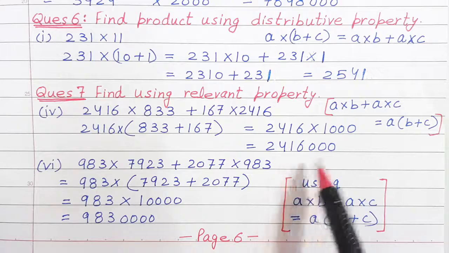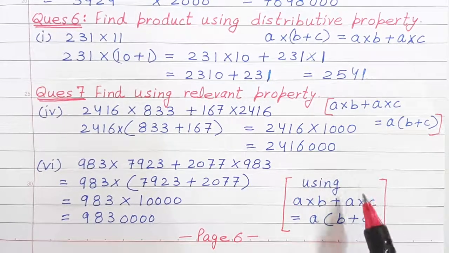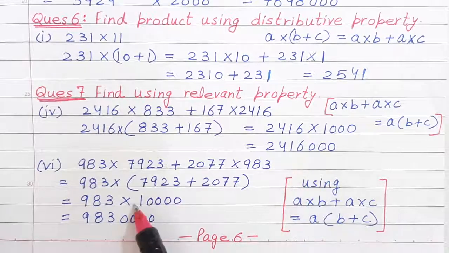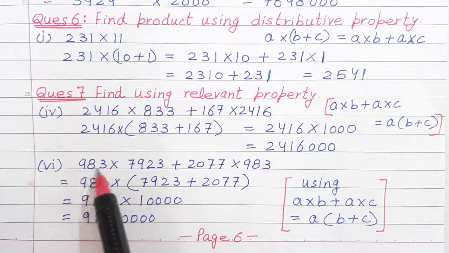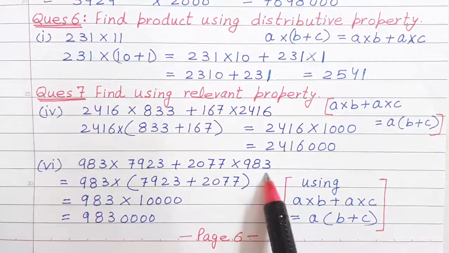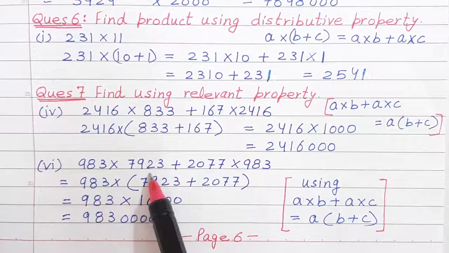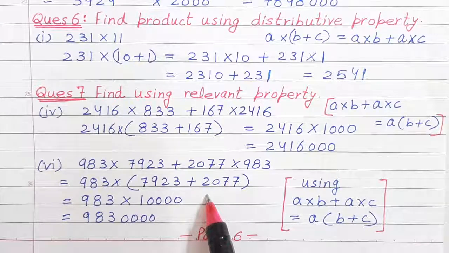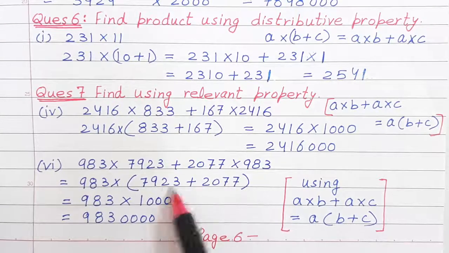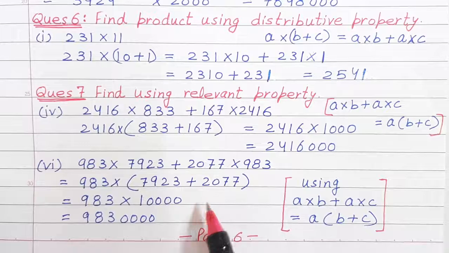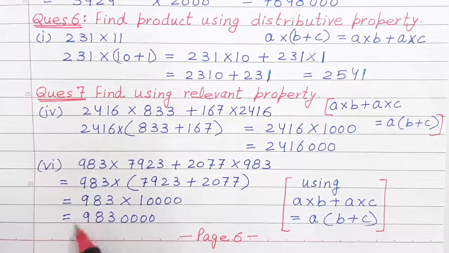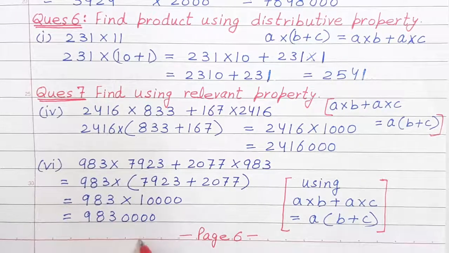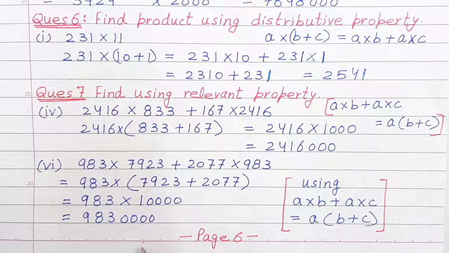Clear? Similarly, let us apply the same property in the next part. You can see 983 is common and you are left with 7923 plus 2077. Now after adding these two numbers, it is 10,000. So the answer will become this, right?